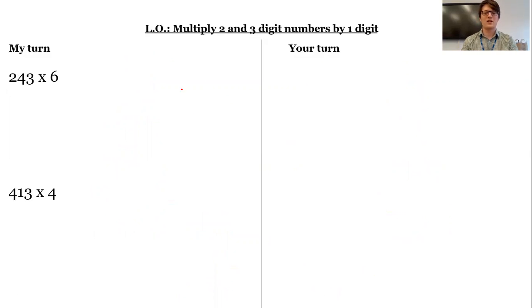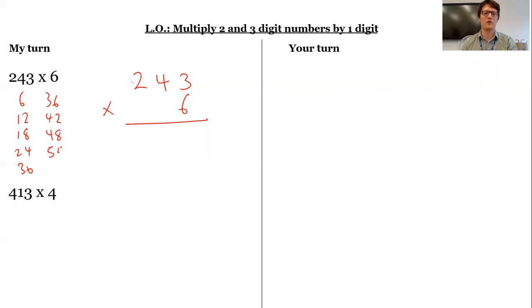Some slightly different ones then, slightly harder now. More regrouping is going to have to happen, I think. If you're struggling with this, if you don't know your 6 times table straight away, you might just want very quickly to write out your 6 times table down the side. So hopefully you can count up in your 6s, even if you don't know that 6 times 6 is 36. You might be able to count confidently in your 6s. So 6 times 3, 1, 2, 3, oh yeah, that's 18.